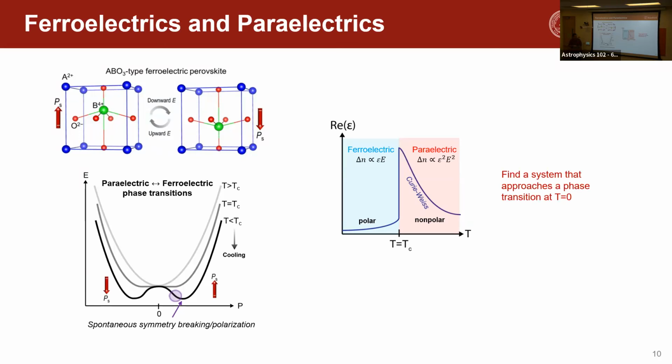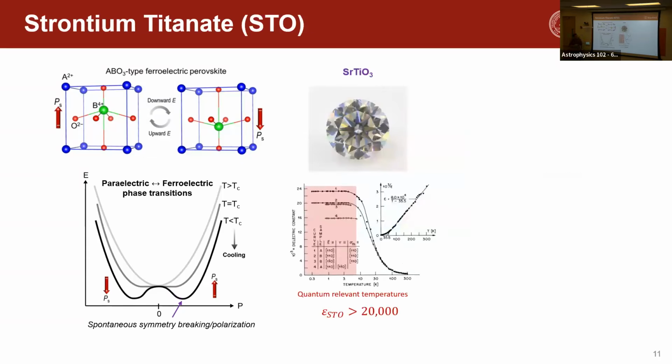And to do that, we want to look for a system that approaches this paraelectric to ferroelectric transition close to T=0, or at these cryogenic temperatures that we're interested in. There is one such system that fits these requirements. It's known as strontium titanate. Some of you might be familiar with this material. It was actually used as a fake diamond in some applications, so it has very similar properties in terms of the refractive index in the optical domain to diamond.